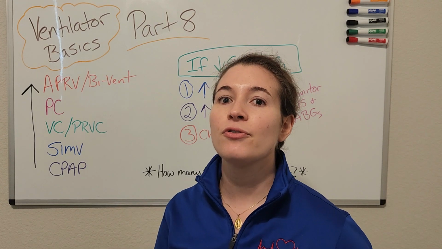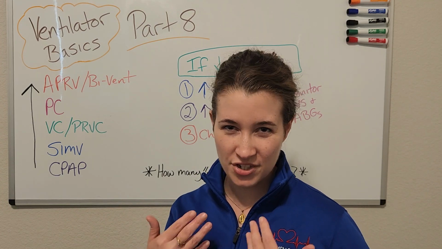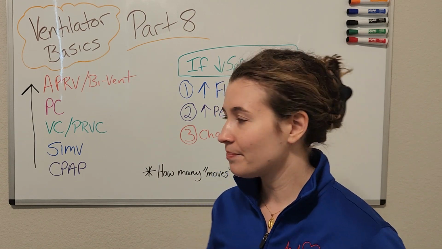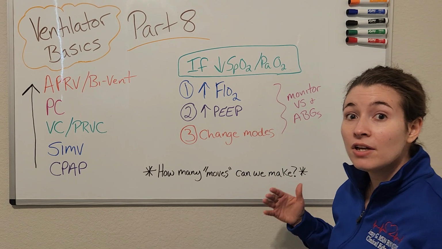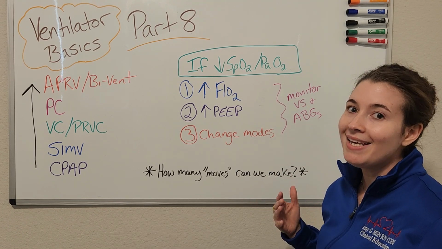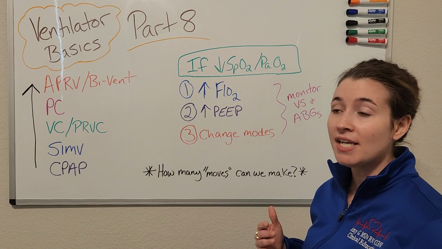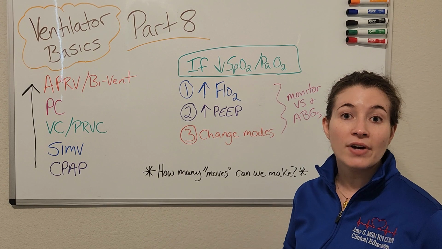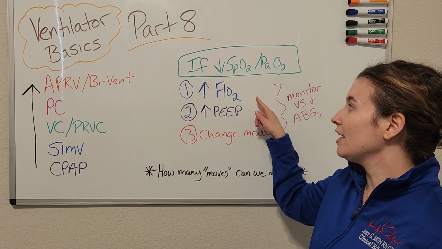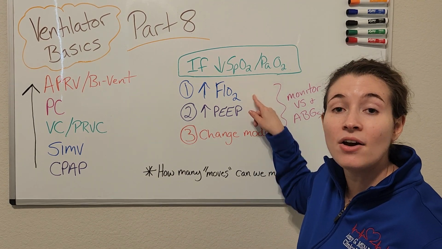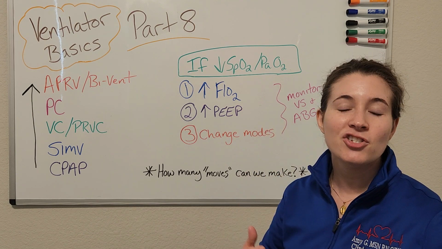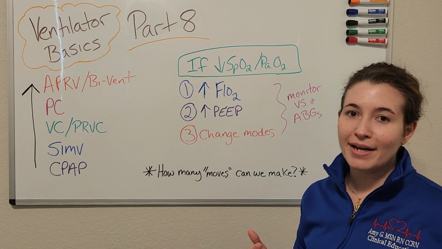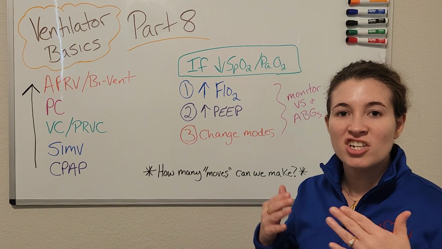Now let's dig a little bit further into what are some of the typical interventions that we can do with the ventilator to help our patients that are hypoxic. Well, if you have a low SpO2 or a low PaO2, which you would see on an ABG, these are going to be our main interventions that we would do. Typically, your provider and RT will want to increase the FiO2 setting on the ventilator first. And again, that's just going to supply the patient with a little bit more oxygen.